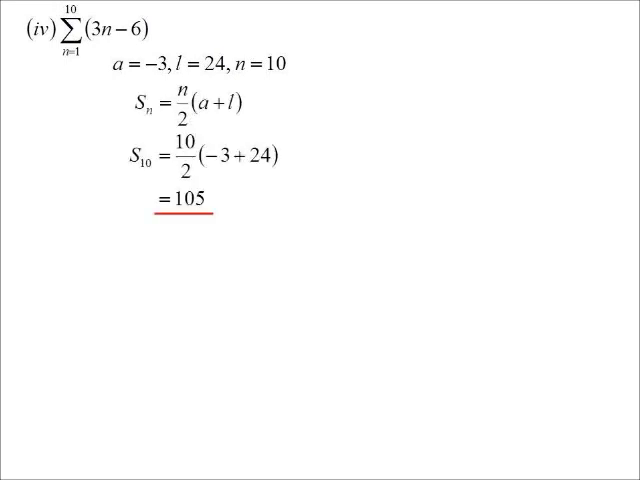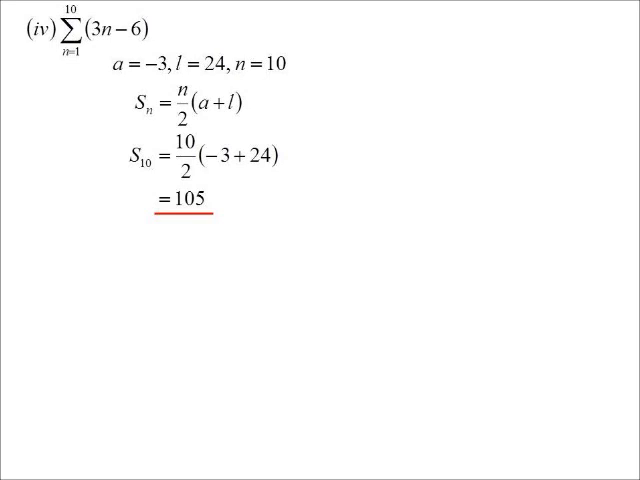Using the sigma notation. This time, I've got a formula I can use. There's the general term. I'm going from 1 to 10. So I know the first term is minus 3 when I sub in 1. I know the last term is going to be 24. And I know the number of terms is 10. So I'll use the a plus L formula, and we can work out that sum. Certainly a lot quicker than working out each individual one and adding them together.